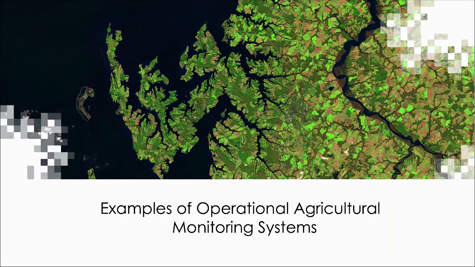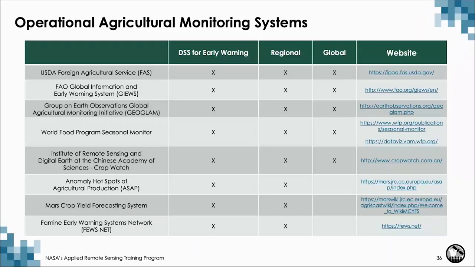This next section shows examples of operational agricultural monitoring systems. Global and regional scale agricultural monitoring systems aim to provide up-to-date information regarding food production to decision makers. They help reduce price volatility and ensure the coordinated flow of information in a timely manner for early warning purposes.